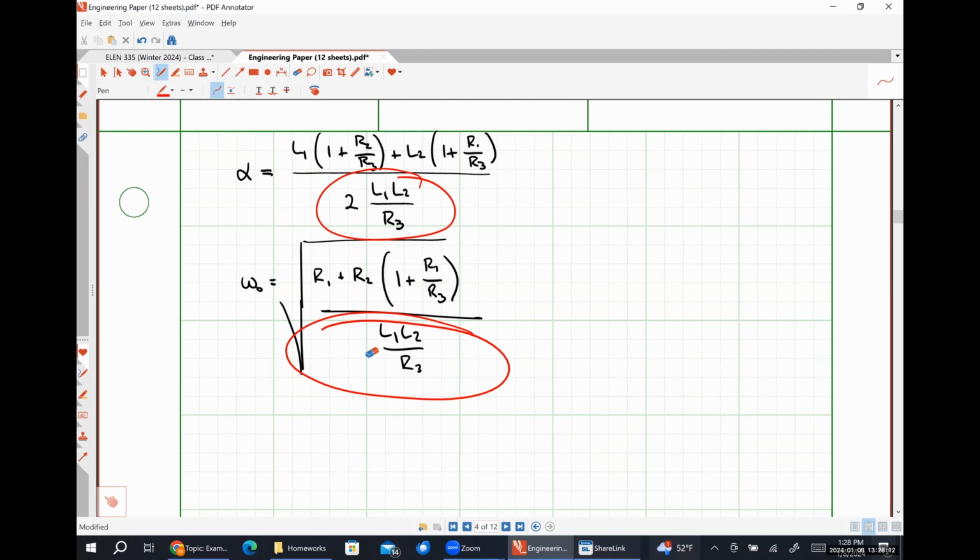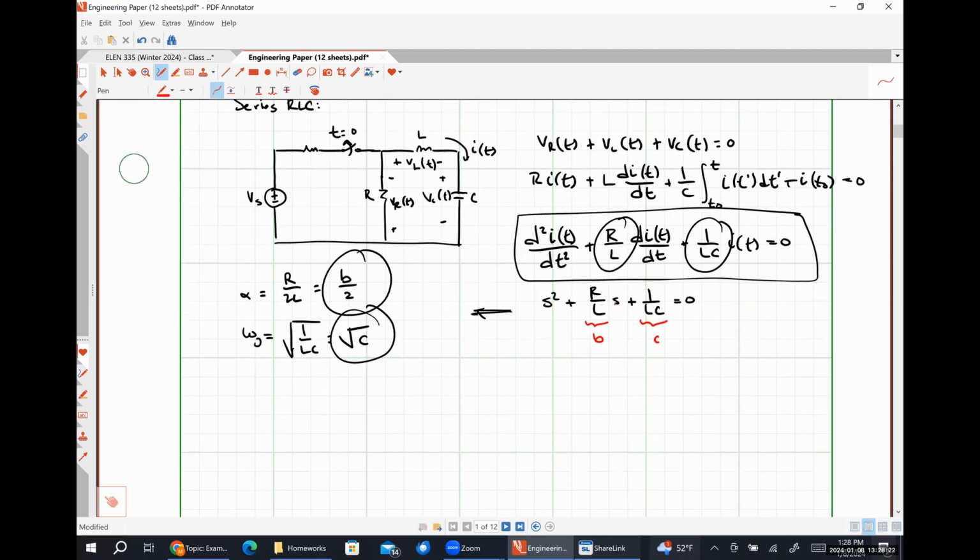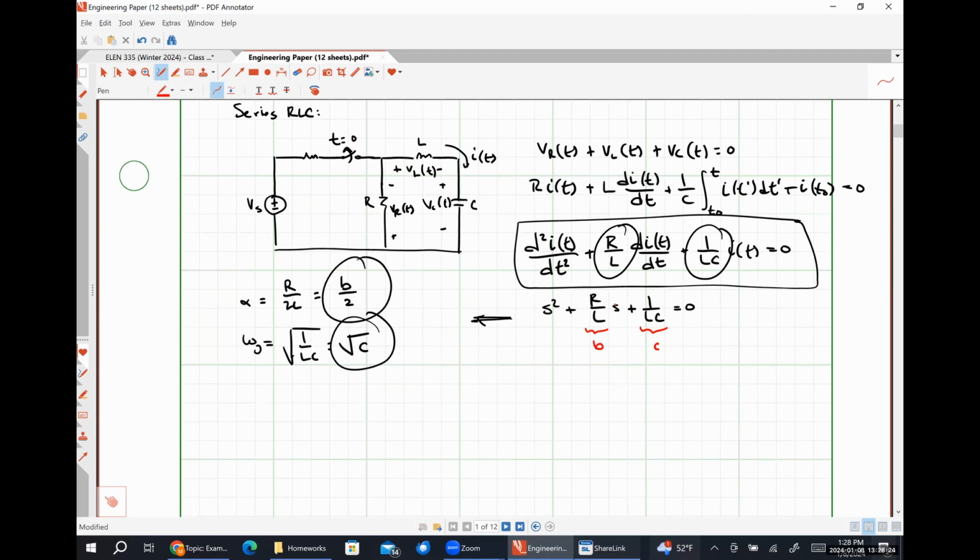The 2 is correct for the alpha term because it should be b over 2. So if we scroll back up here, just to be really clear, alpha is just the coefficient of the first derivative term divided by 2 when we have a coefficient of 1 as our second derivative term. Yeah. All right.